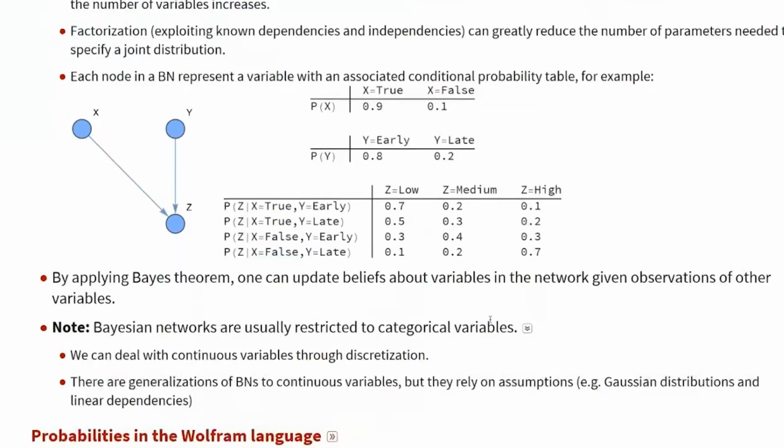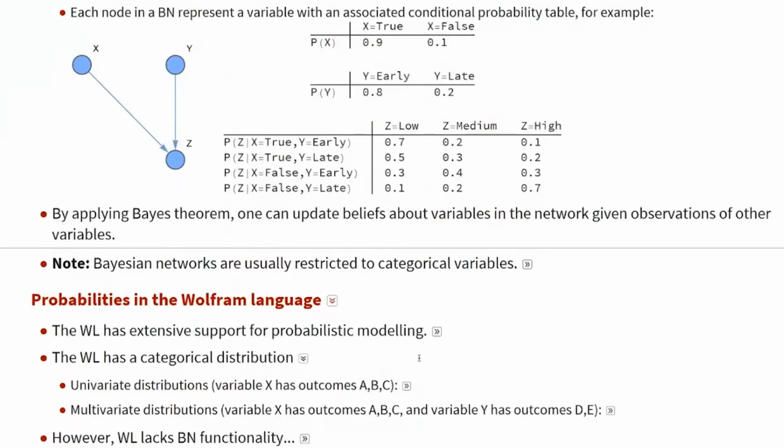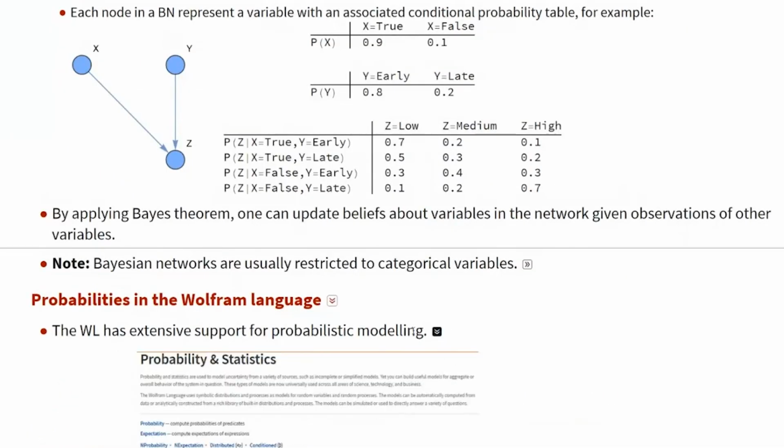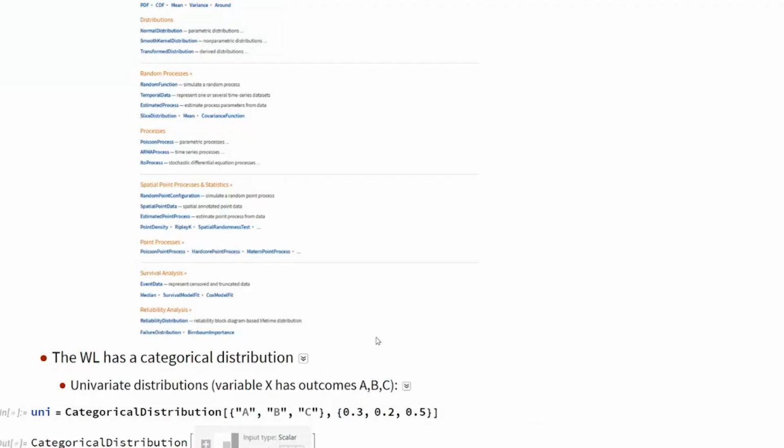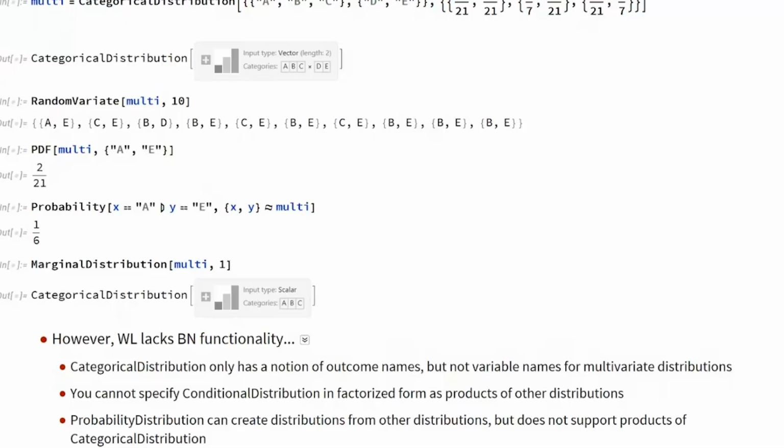There are also extensions to continuous variables, but they put some restrictions on the types of distributions and relationships you can have. So the Wolfram Language has extensive support for probabilistic modeling, as you can see here from the documentation. And it also has support for categorical distributions, both for univariate and multivariate distributions, as you can see here. With ProbabilityDistribution, you can create distributions from other distributions, but it doesn't support products of categorical distributions. So I'll tell you later how I was able to overcome this limitation.